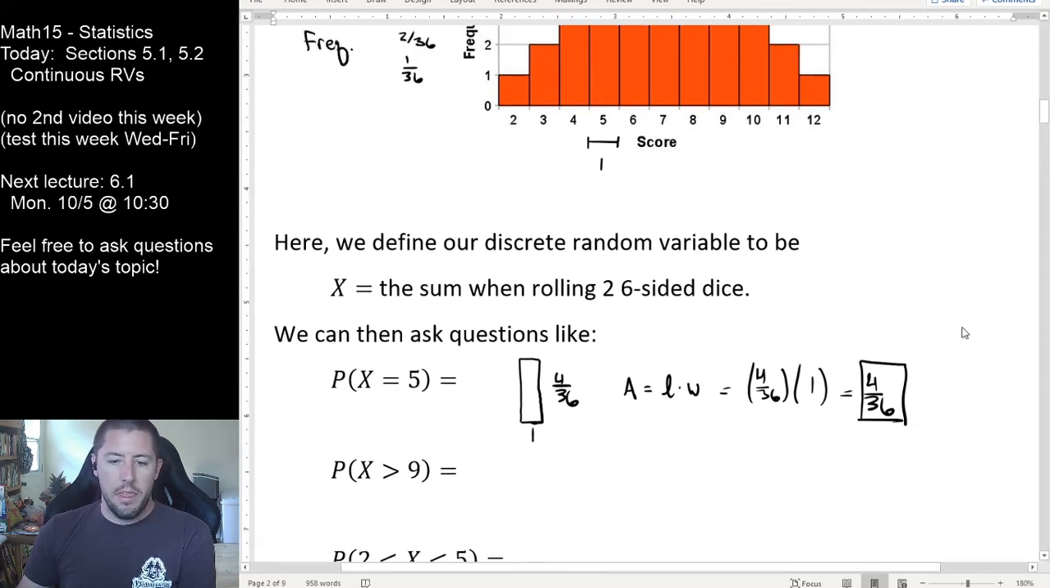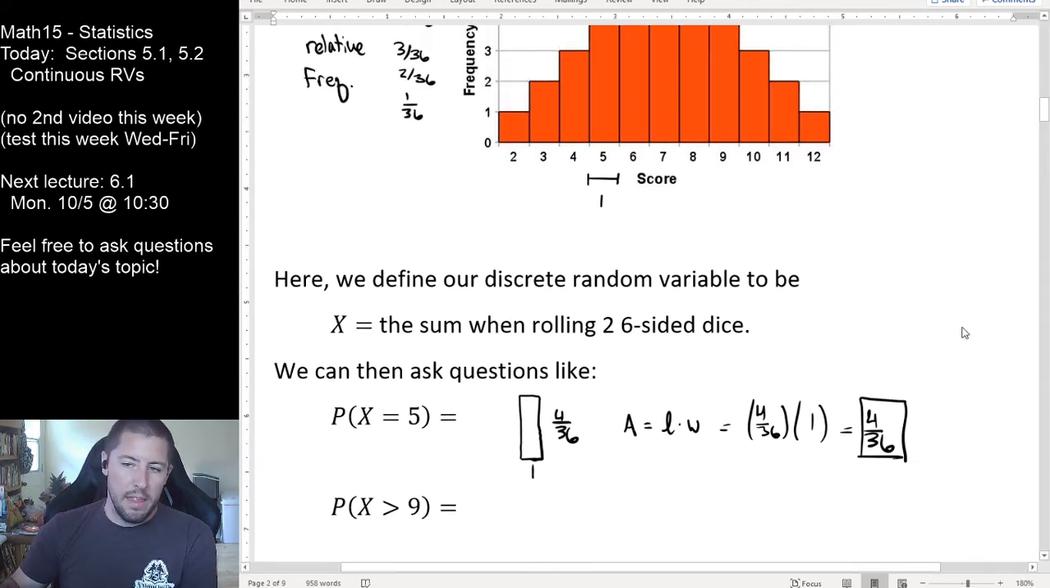And we can do similar things here now. Now if I'm looking for the probability that x is greater than 9, note this is not greater than or equal to. If I'm going to get greater than a 9 when I roll the dice, that means that I am interested in 10, 11, and 12.